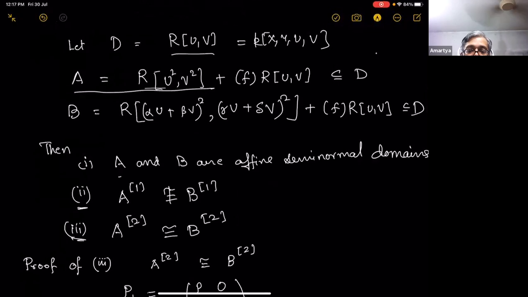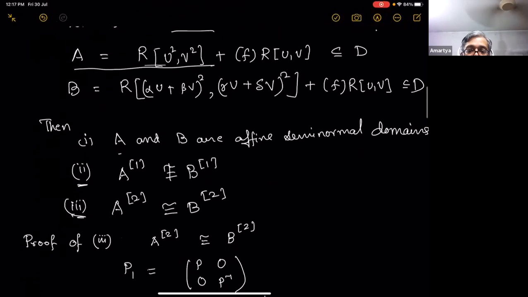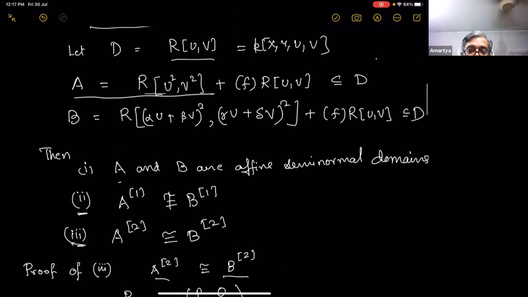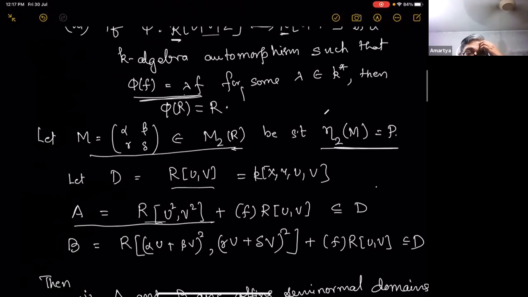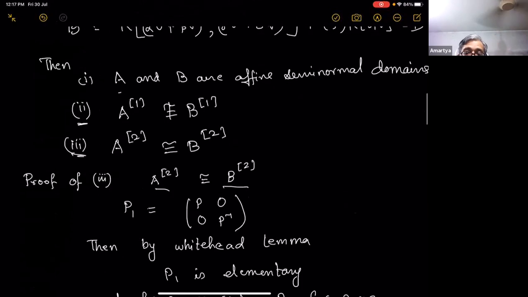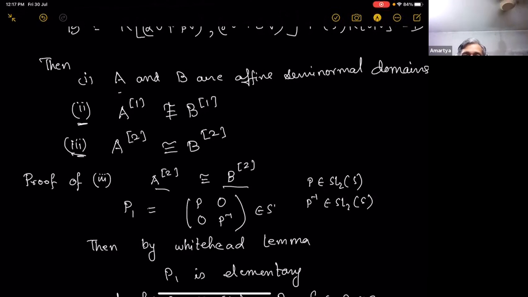The proof of 2 is a bit long, so I will tell it depending on the time. So this A[2] is isomorphic to B[2]. For that, we use the fact that if P is an invertible matrix, P is in SL2 of S, so there exists a matrix P inverse in SL2 of S. And then construct this matrix P1. So this P1 is a matrix in SL4 of S, sorry.